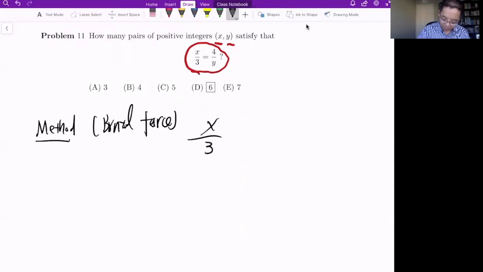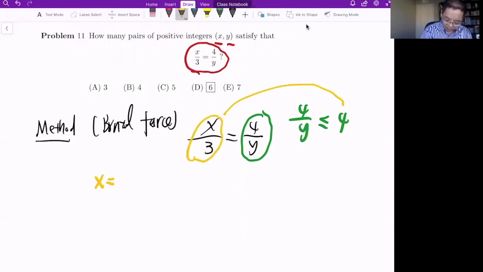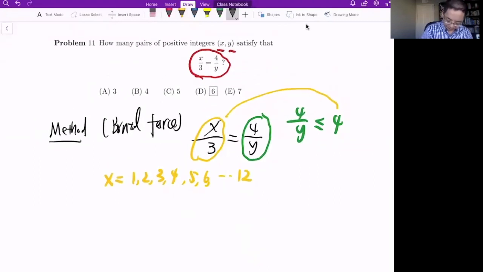If I have x over 3 equals 4 over y, now you see the right-hand side, 4 over y is at most 4, because if y is 1, it is at most 4. It cannot go beyond 4. That means all possible x is at most 4 times 3, so the possible values of x are 1, 2, 3, 4, 5, 6, and all the way to 12. So let me draw a table.